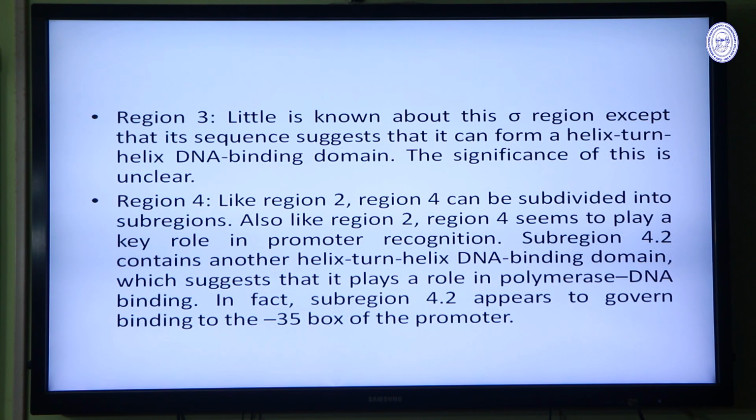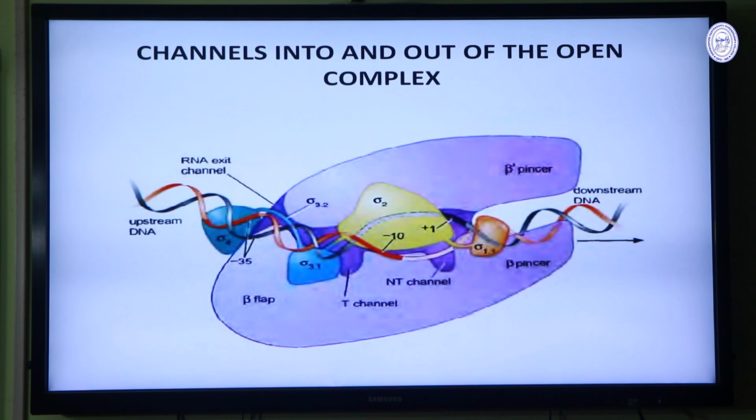Now, very little is known about region 3. One helix-turn-helix DNA binding motif is there, like region 4, like region 2. Region 4 is also subdivided into some subregions, and 4.2 is very important. The 4.2 region actually recognizes the -35 box of the promoter.